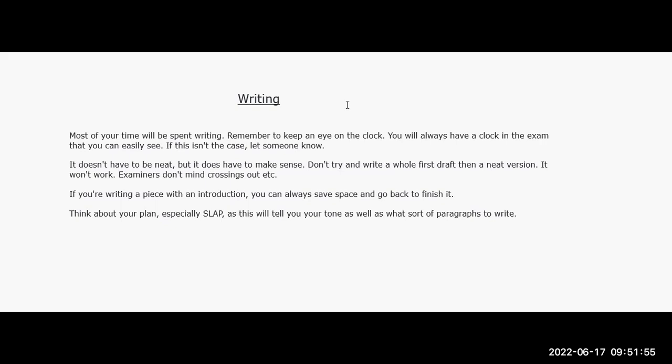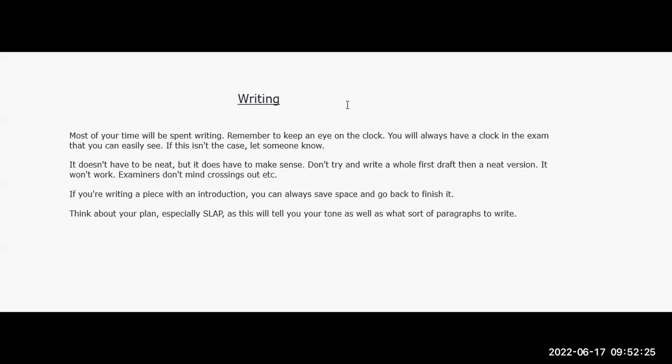Now, it doesn't have to be neat, okay? And that is super important here. Examiners are fine with crossings out. They are fine with corrections. They are fine with little asterisks or little arrows pointing to a paragraph you decided you want to stick in underneath the introduction. Another thing to remember is that in the exam you'll be able to see a clock in the room, and you should be able to see it easily. If that's not the case, let the invigilator know, and they will fix that for you.